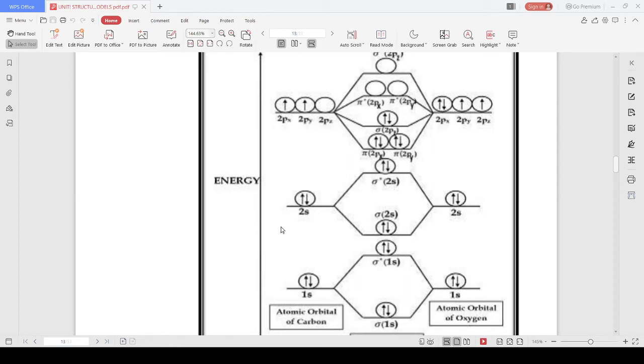It is a hetero diatomic structure. So the carbon monoxide molecular orbital theory is over. Next, another one.